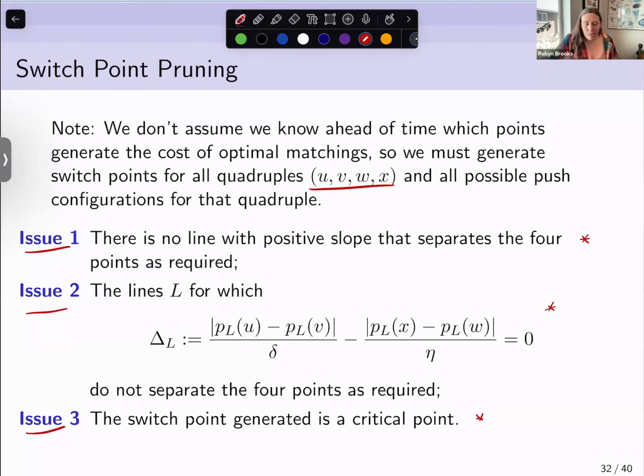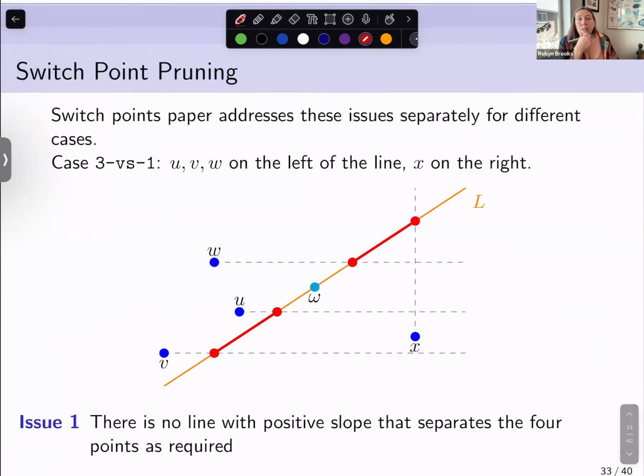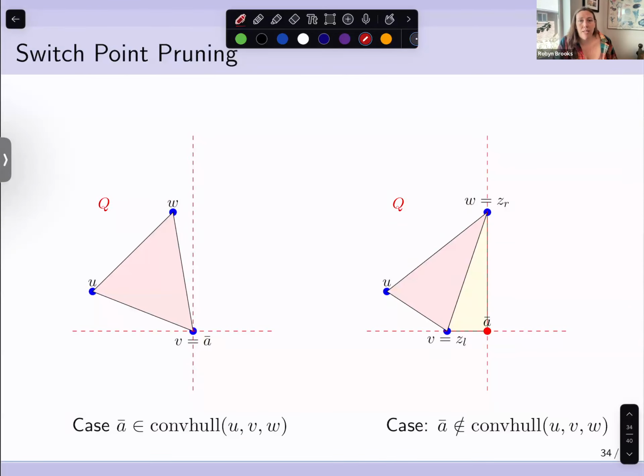So I kind of want to end with just showing you guys one of these possible cases. This is the 3x1 case. I have U, V, W on the left and X on the right. We wanted to identify such configurations and such quadruples where there would be no line with positive slope that separates the points in this way: X on the right, U, V, W on the left. And the way to determine this is by looking at the convex hull of U, V, and W.